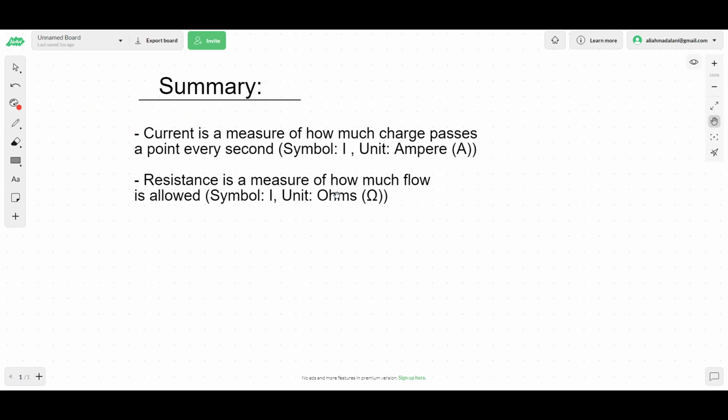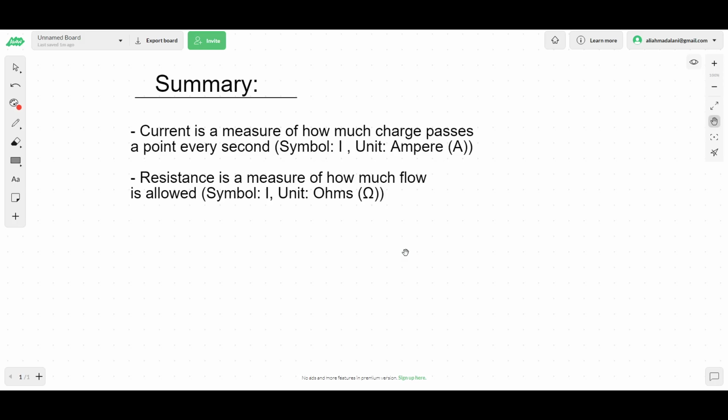So really quickly to summarize, current is a measure of how much charge passes a point every second, and resistance is a measure of how much flow is allowed through that circuit or through a particular component.